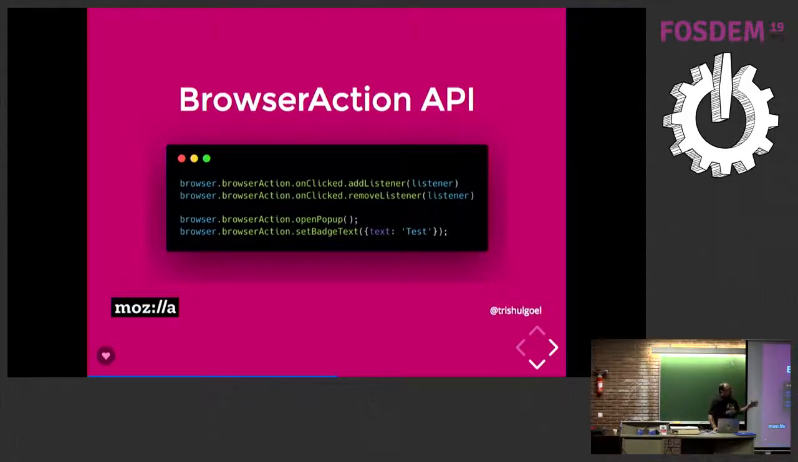There is more to that. For example, if you want to communicate to a background script, or throw a notification, you can listen to the action on click and the action can be done. In some extensions you may have seen small badges next to the browser action. That can be handled by setBadgeText. Whatever you want to set, you can set there.